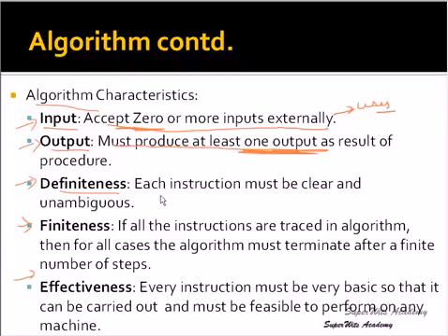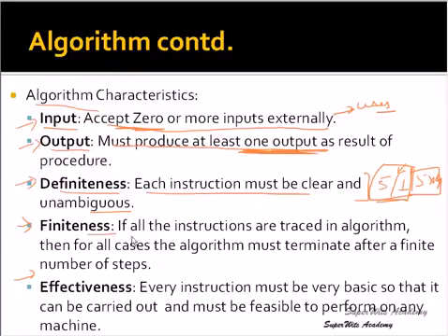Now definiteness. Definiteness says that each instruction must be clear and unambiguous. That means every instruction must be easily understandable, and it must have a definite purpose. So let's say if I say I want to divide 5 by 1, it says that division is to be done. 5 into 4 says multiplication is to be done, right? So something like that.